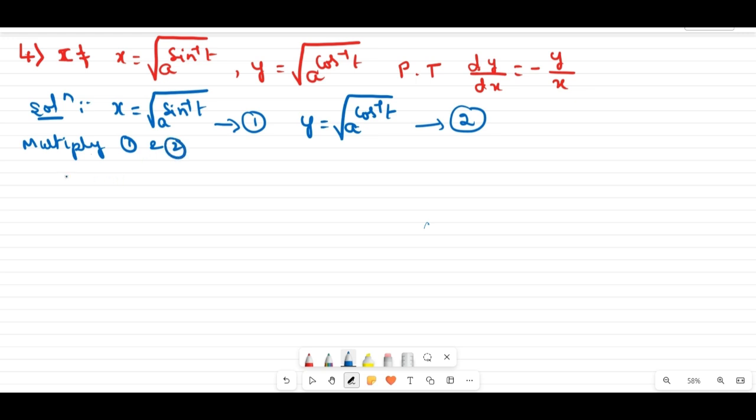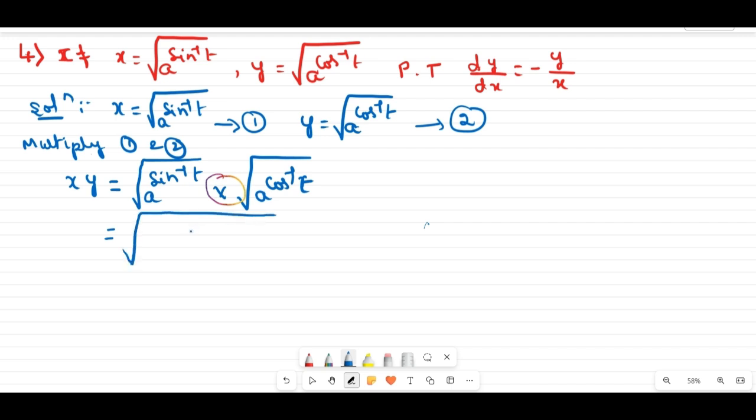I will multiply left hand side with the left hand side. So what you will get? X into y is equal to, multiply the right hand side with the right hand side, square root of a power sine inverse t into square root of a power cos inverse t. See, actually, in between this, we are having a multiplication symbol, isn't it? So as we are having multiplication, we can take both the functions in a single root. If instead of multiplication you had any addition or subtraction symbol, you can't take like that. Okay, so I am writing within a single root, that is a to the power of sine inverse t into a to the power of cos inverse t.